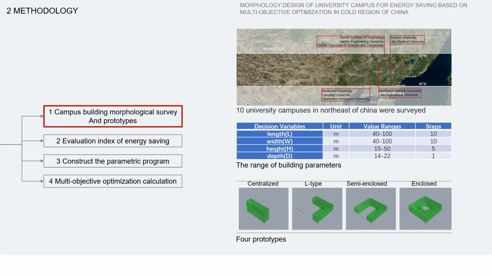First, 10 university campuses in northeast of China were selected and surveyed through the setback map, and the prototypes of campus building were extracted. The range of building parameters, including the length and the width of the building outline, the height and the depth, were summarized, and then 4 prototypes were obtained, which are the centralized, L-type, semi-enclosed, and enclosed.